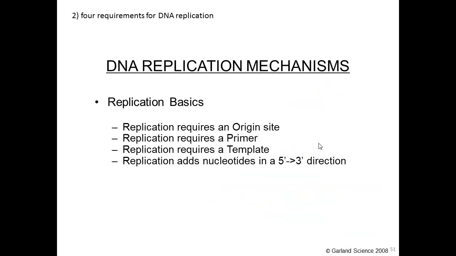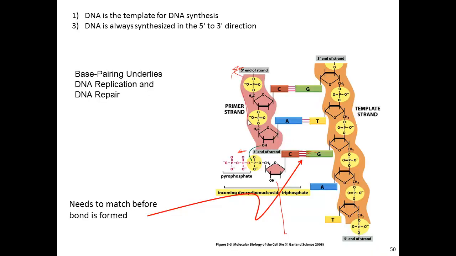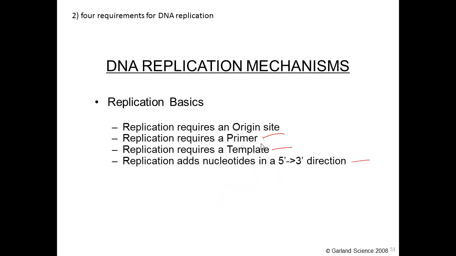Four requirements of DNA replication include a template, which we just saw, the fact that it goes in the 5 prime to 3 prime direction. There needs to be a primer. I'll go back to the picture here. There needs to be a primer portion, because the nucleotide has to be added to something. And finally, there needs to be an origin site where replication can initiate.